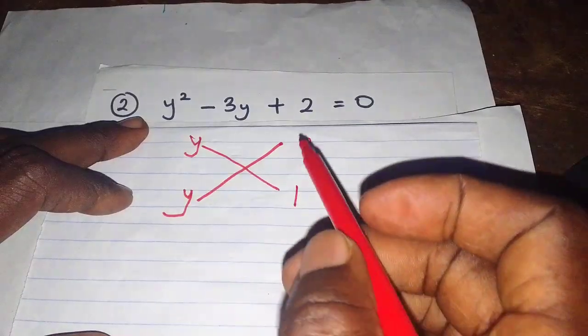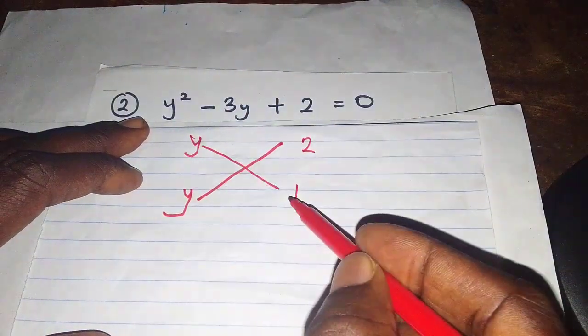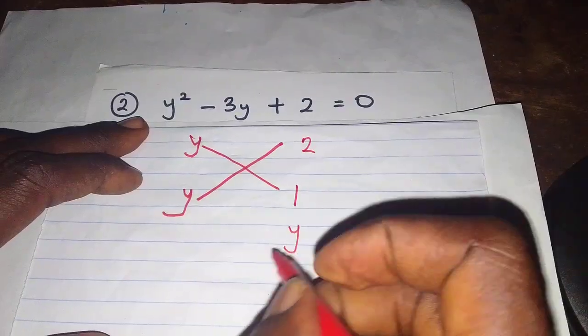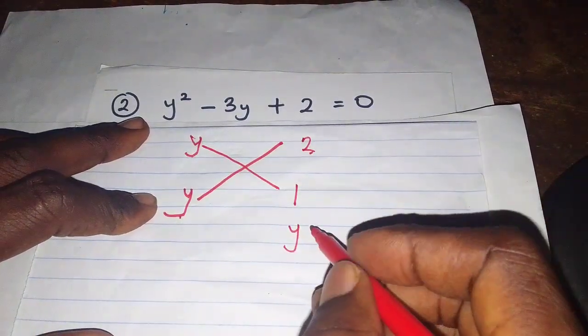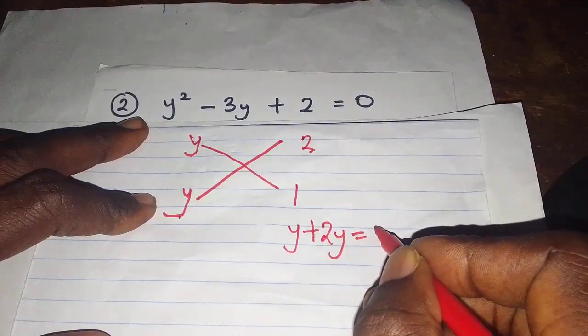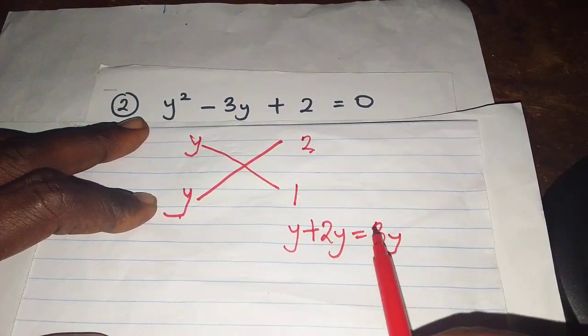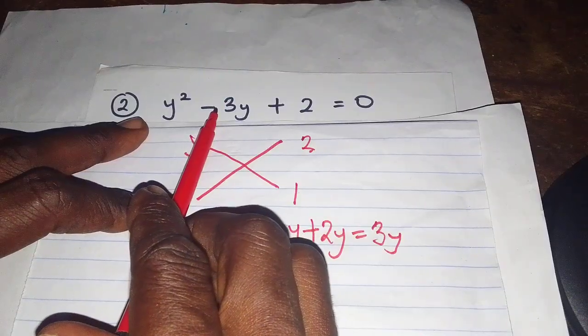So let's check if it will rhyme with what is in the middle. So y times 1 will give us y. Then y times 2 will give us plus 2y. So y plus 2y is what? Plus 3y. And you realize this one gives us plus 3y. But here, you are having minus 3y.